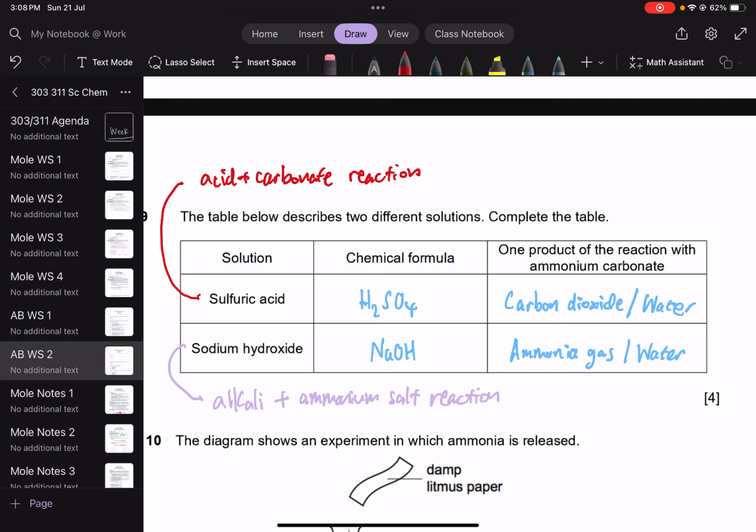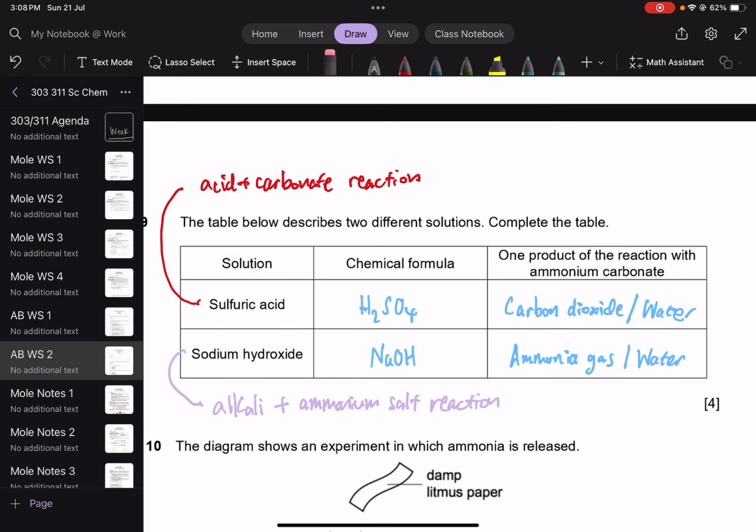So what happens when sulfuric acid reacts with ammonium carbonate? This is actually your typical acid-carbonate reaction. As we know, acid reacts with carbonate to form a salt, carbon dioxide and water. So for the answer, one product of the reaction with ammonium carbonate, you can actually give carbon dioxide or water. Both are correct.